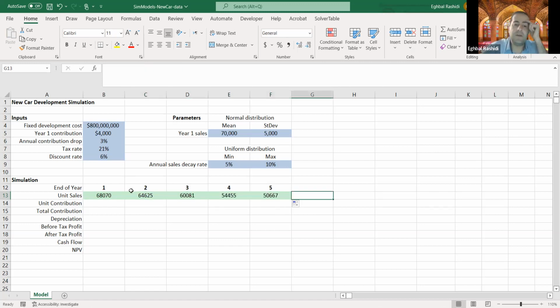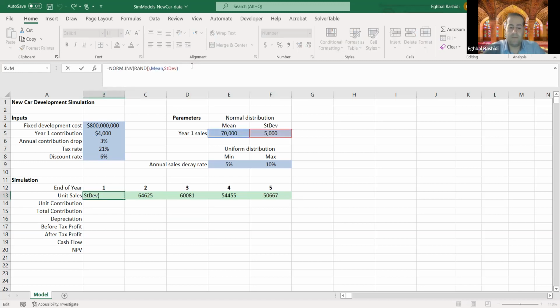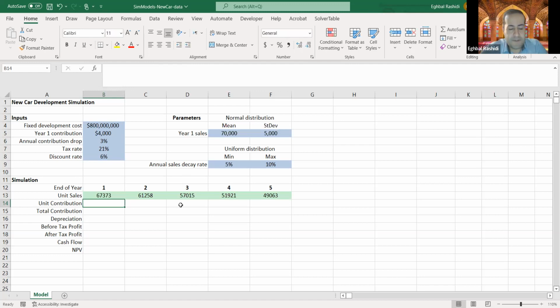So as you can see here, to make sure that this actually works, for the first year, it's 68,000. For the second year, it's just going to decrease, decrease, decrease, and decrease, because the decrease follows a uniform distribution between 5% and 10%. All right. So that's the unit sales for car for the next 5 years.